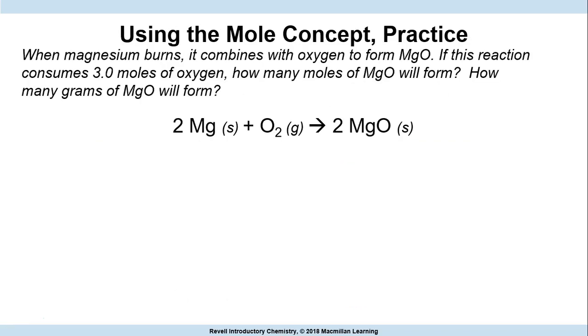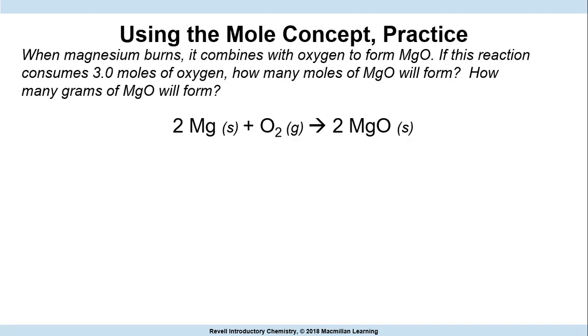Now, let's look at another example here. When magnesium burns, it combines with oxygen to form magnesium oxide. If this reaction consumes 3.0 moles of oxygen, how many moles of magnesium oxide will form? Now, next question. How many grams of magnesium oxide will form? In the question, we've been given 3.0 moles of oxygen, and we are asked how many moles of magnesium oxide will form.